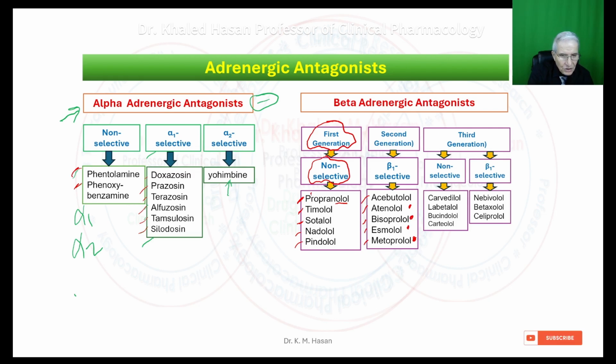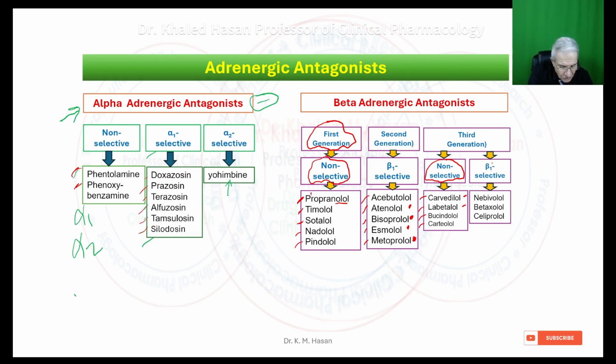Moving to the third generation. In the third generation, we have a group considered non-selective. We have carvedilol, labetalol, bucindolol, and cartelol. Carvedilol and labetalol are non-selective beta blockers.